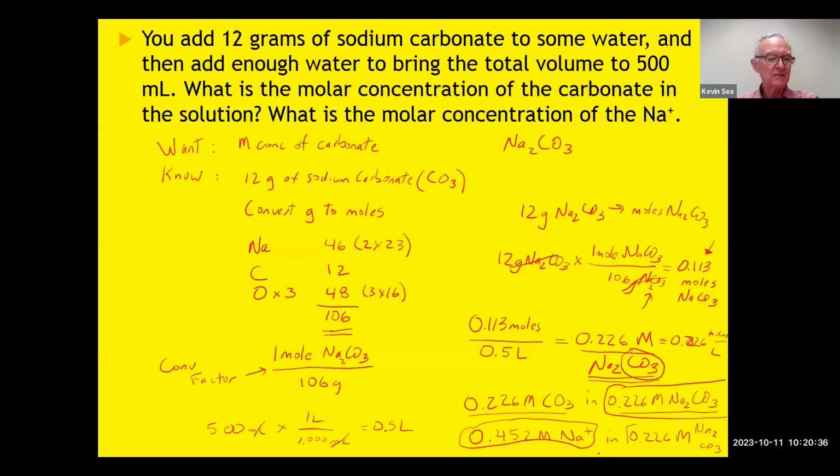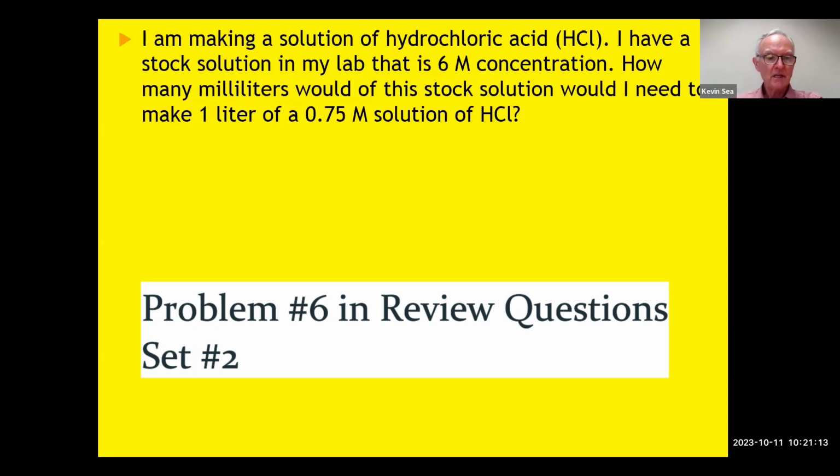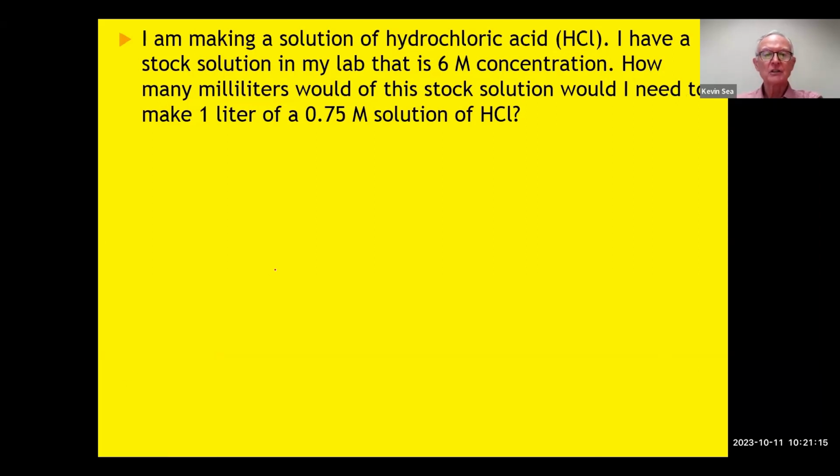I probably won't be asking you for both on the exam, but in this example, it was 2. I'm making a solution of hydrochloric acid, and I have a stock solution in my lab that is 6 molar hydrochloric acid. How many milliliters of this stock solution would I need to make 1 liter of a 0.75 molar solution of hydrochloric acid? All right, so another word problem.